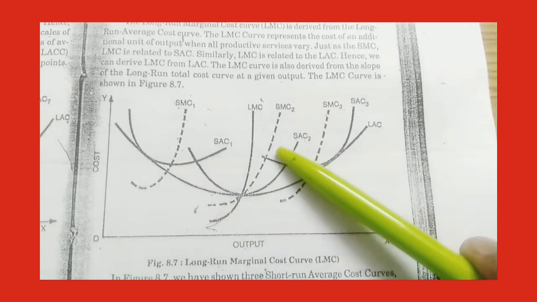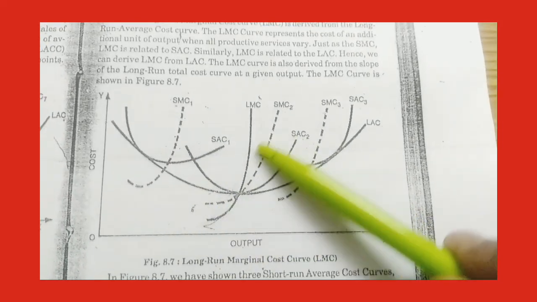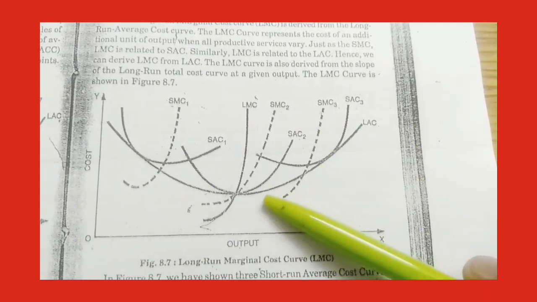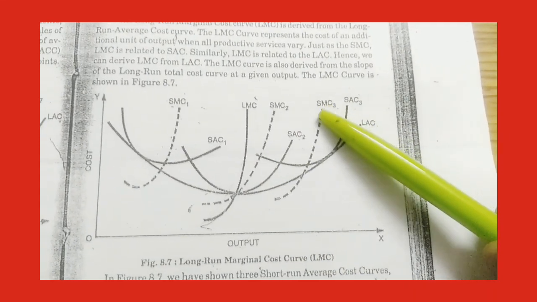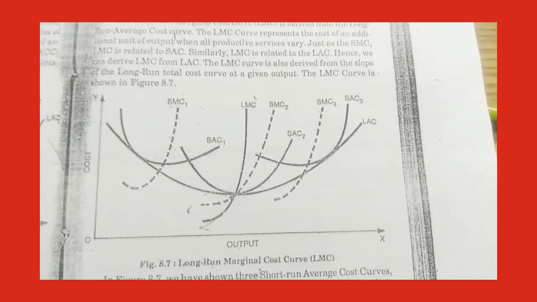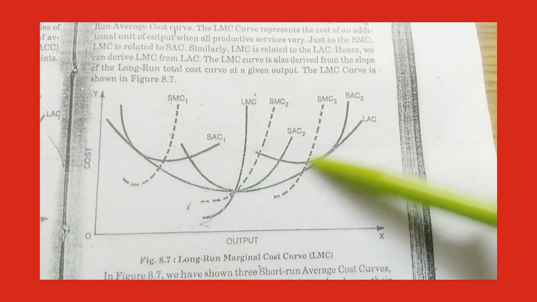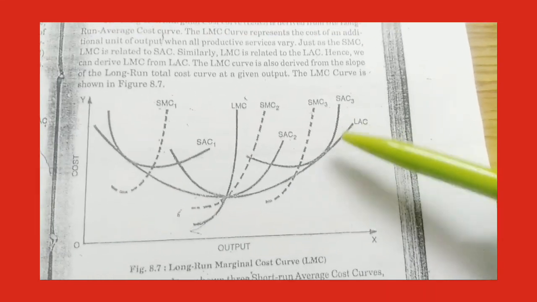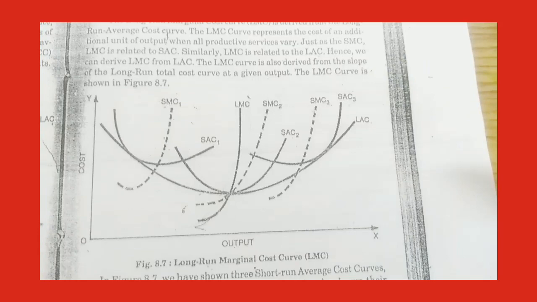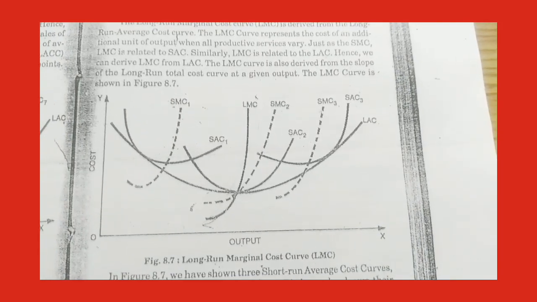So SAC2, then SMC2. SAC3, we have the corresponding marginal cost curve SMC3 respectively. The LAC is the long run cost curve. So the corresponding marginal cost curve of LAC is LMC. So this is the long run marginal cost curve.